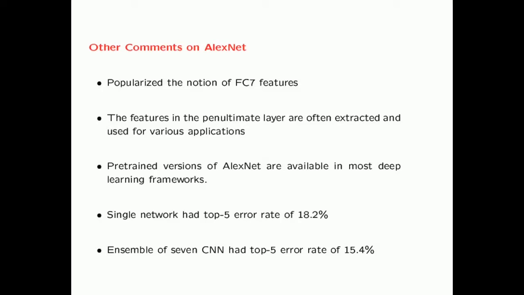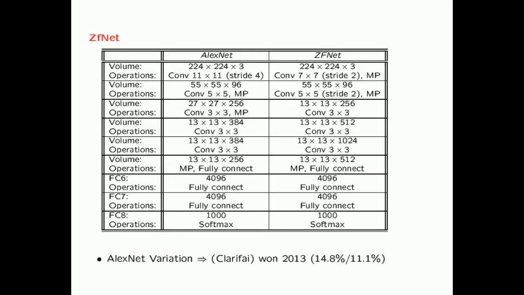Now, this network had a top 5 error rate of 18.2%, and an ensemble of 7 convolutional neural networks reduced the top 5 error rate to 15.4%. And this was essentially the winner of the ImageNet competition.